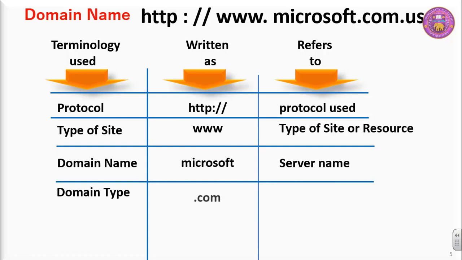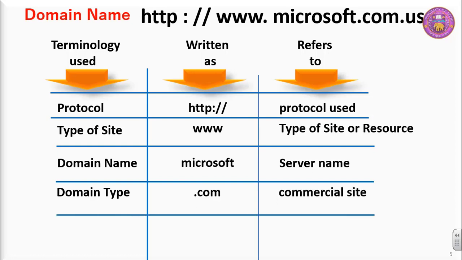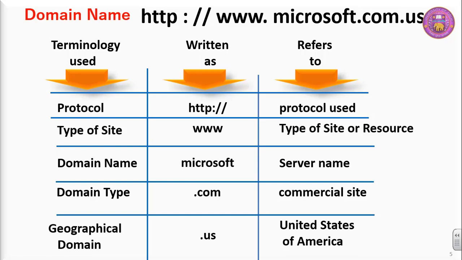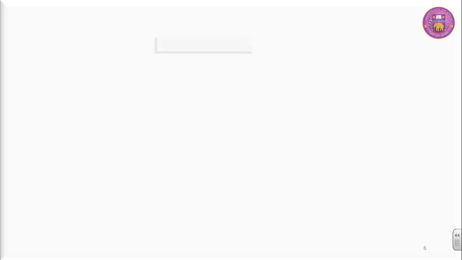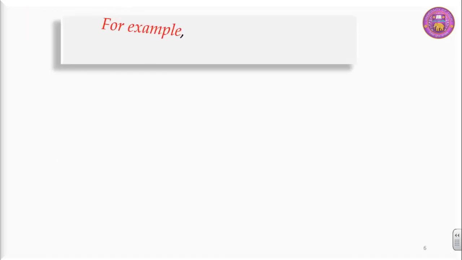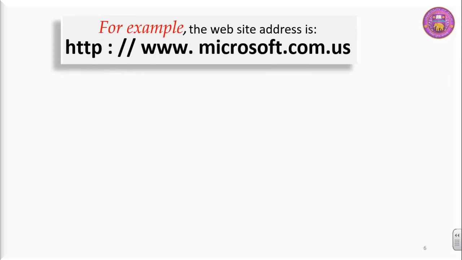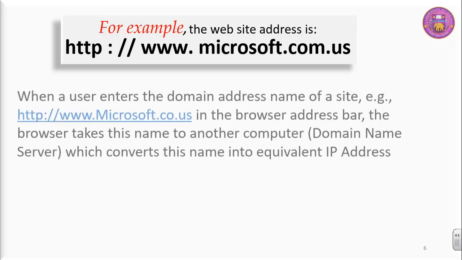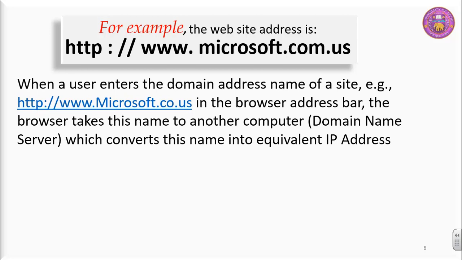Domain type, that is .com. .com refers to commercial enterprise. So this is a commercial site. Geographical domain, that is .us. It means this particular web server is in United States of America. For example, the website address is http://www.microsoft.com.us.